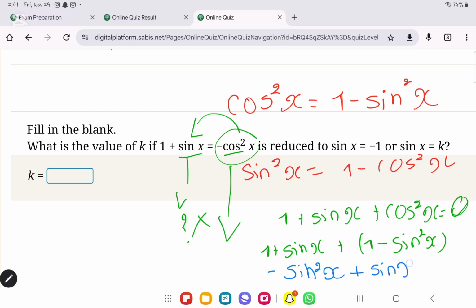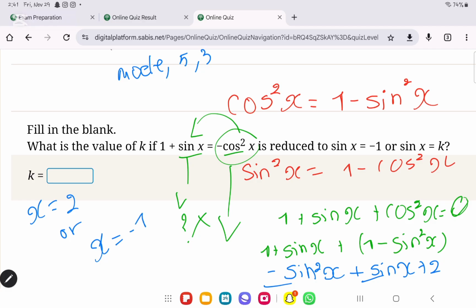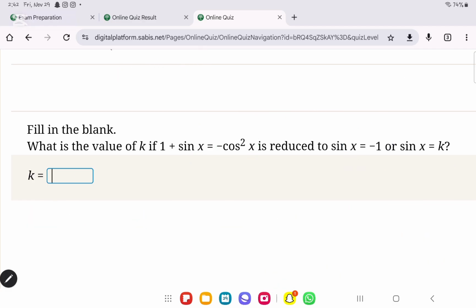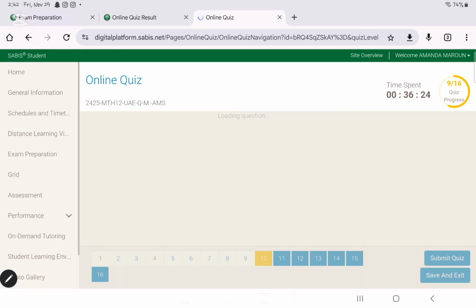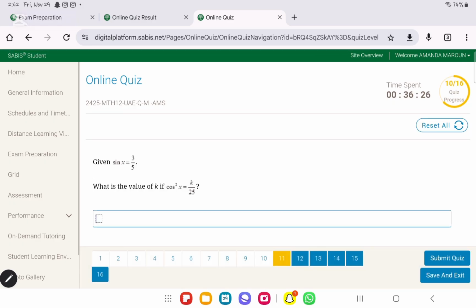sine x plus 2. Now, to solve it on the calculator, you go mode 5, 3. For A, you are going to put minus 1. For B, you are going to put 1. And then for C, you are going to put 2. And then you're going to get two solutions. So x is equal to 2 or x is equal to minus 1. They already gave us minus 1, so we are going to put 2. Moving on to question number 11.